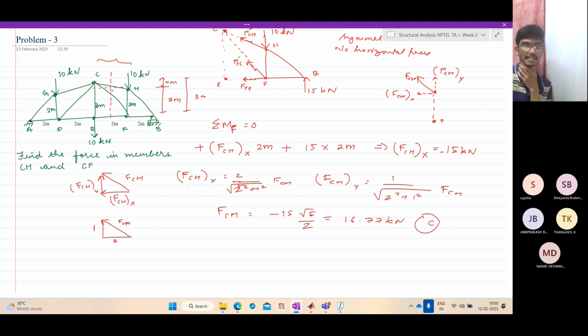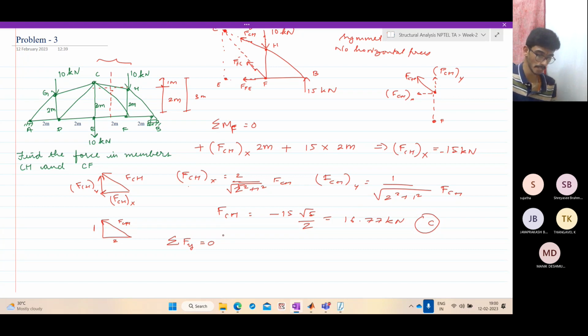What is the next step? We need to determine the force in the member FC. So how to do it? Very simple. Just take vertical force equilibrium. You can do it by many methods. I am just choosing one. Once you have determined one, the others are simple. So just take vertical force equilibrium.